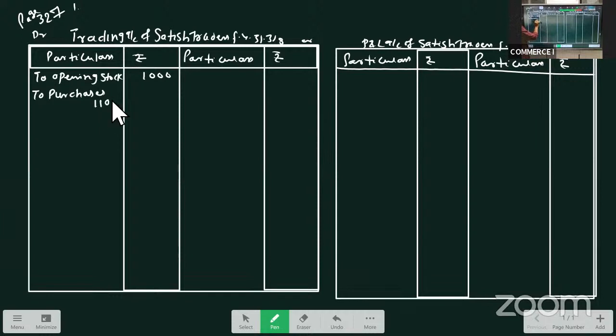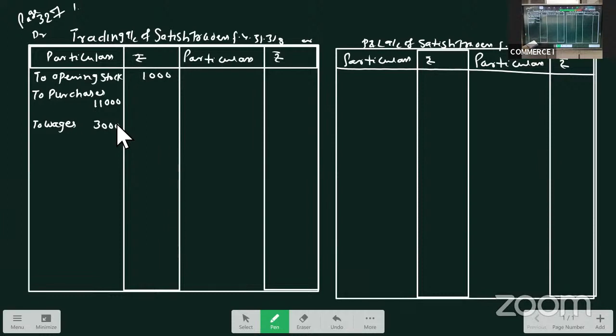Purchases are given as 11,000. This 11,000 I am writing in the inner column because we may have purchase returns. We may have returns outward. Those are to be deducted from purchases. Next we have wages. Wages is also a trading item. Wages amount is 3,000. This also I am writing in the inner column because if we have gone through the adjustment entries, there we have seen we have prepaid wages. So we have to give an effect to that. So I'll write this in inner column.